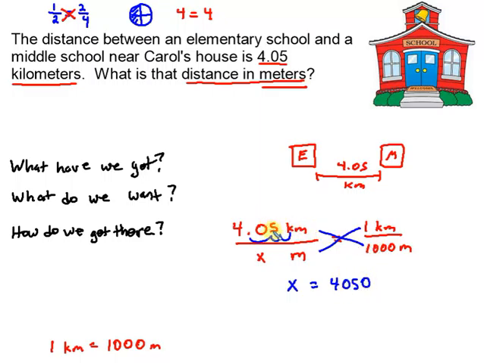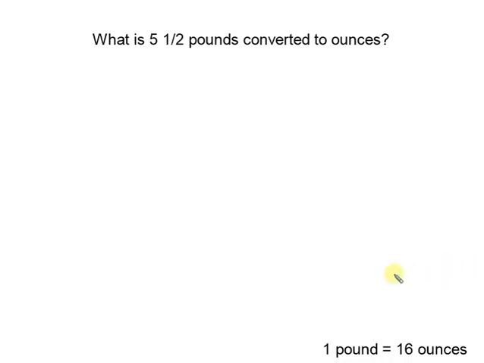4050 is the result of 4.05 times 1000. If you don't believe me, you can type it into your calculator to be sure. So x is equal to 4050. But 4050 what? We were solving for x to get meters, so we know that it's 4050 meters. 4.05 kilometers is equal to 4050 meters. Let's use the same process to take a look at another problem.